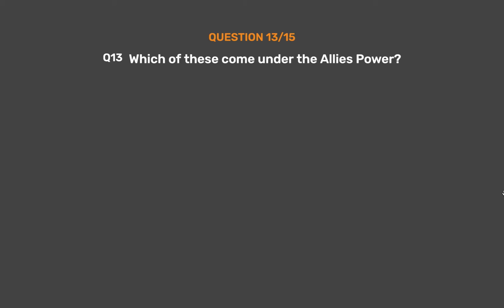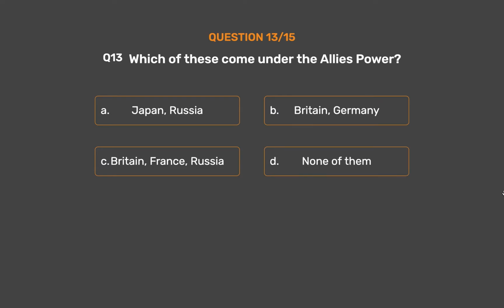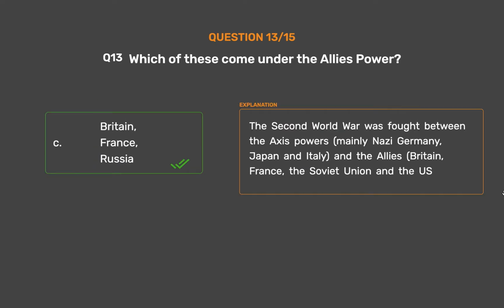Question number 13. Which of these come under the Allied powers? Option A. Japan, Russia. Option B. Britain, Germany. Option C. Britain, France, Russia. Option D. None of them. The correct answer is Option C. Britain, France, Russia. The Second World War was fought between the Axis powers, mainly Nazi Germany, Japan and Italy, and the Allies, Britain, France, the Soviet Union and the US.